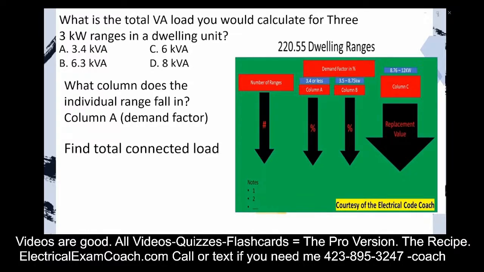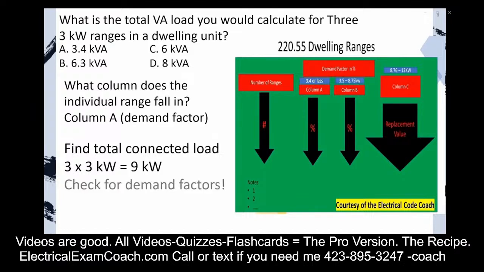First, find our total connected load. We take our 3 multiplied by 3 kW, and that equals 9 kW. Now we check for demand factors. We're going to start on our left-hand side of the table. We're going to find our number of ranges. Then we're going to come over and we're going to find our demand factor. And we find that the demand factor for 3 ranges in column A is 70%.